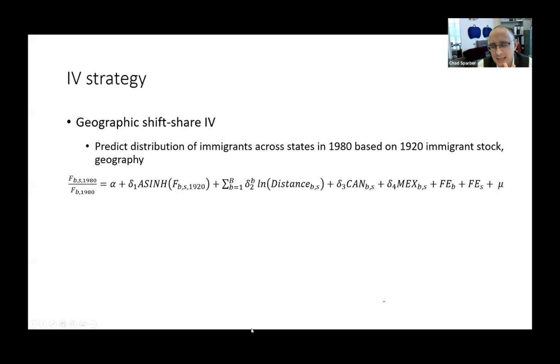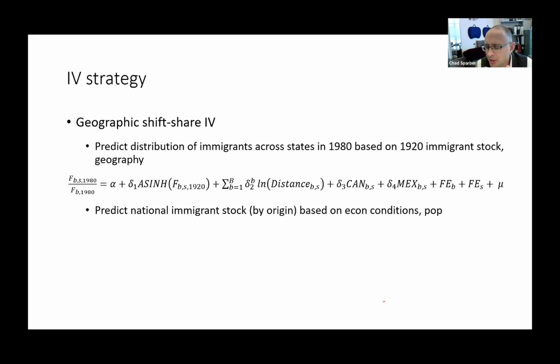And then exploiting some distance variation, right? How far apart are a given state and a given country? And we can do that allowing for country-specific slopes. And so that's what that second term is. We can do that also including dummy variables for a state sharing a border with Canada or sharing a border with Mexico, plus I think state and country fixed effects there. But effectively what we're trying to do is rely upon distance as a predictor for that stock variable, as opposed to whatever might have been happening in 1980 itself.